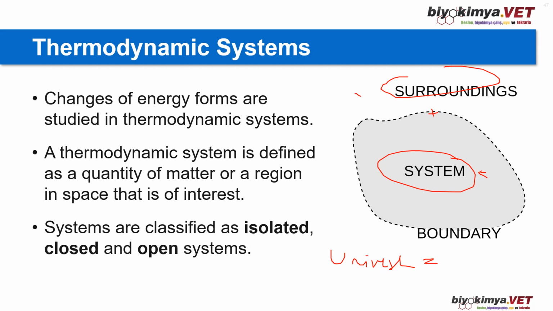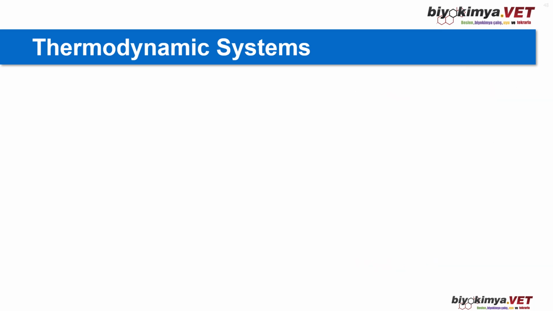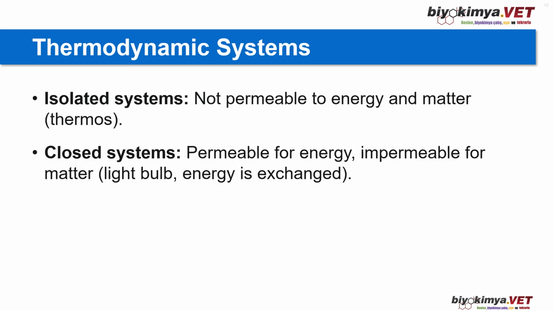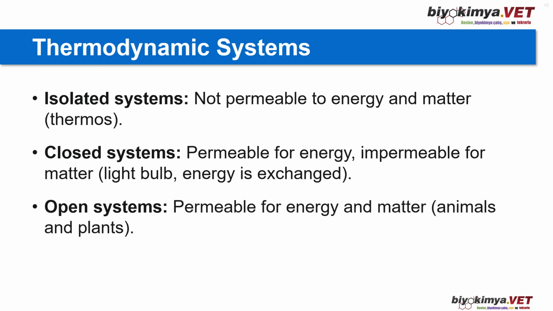And systems are classified as isolated, closed, and open systems. Isolated systems are not permeable to energy and matter, such as a thermos. Closed systems are permeable to energy, impermeable to matter, such as a light bulb. Only energy is exchanged. And open systems are permeable to energy and matter. So we are examples of an open system.